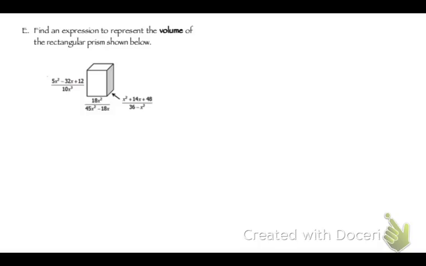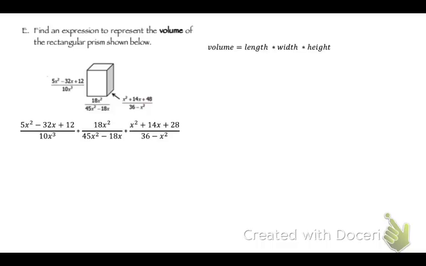Okay? So for the volume of a rectangular prism, you do length times width times height. So you just do all of those multiplied together. Factor them out. Put this one in standard form.